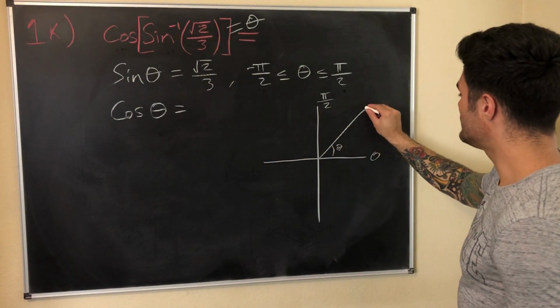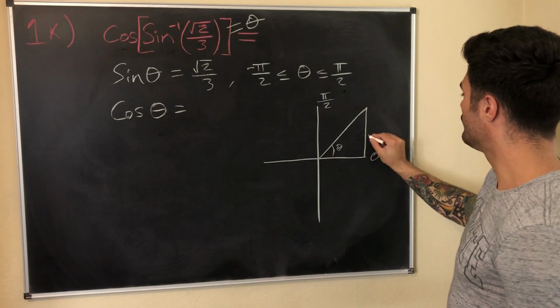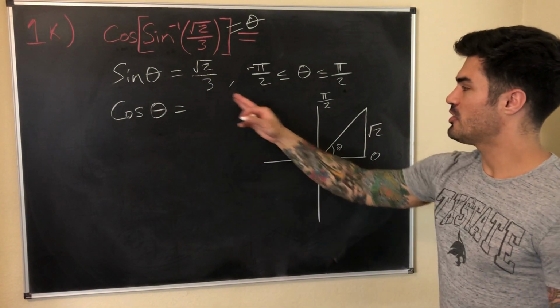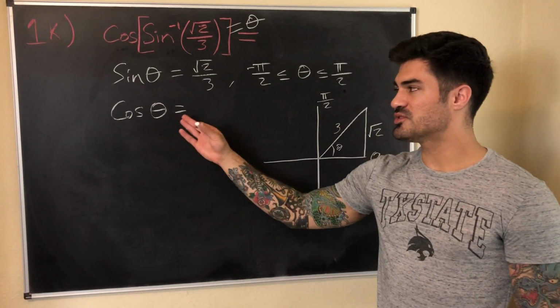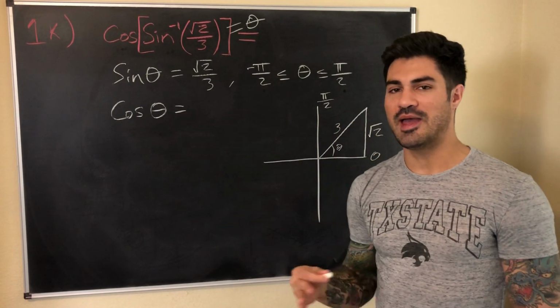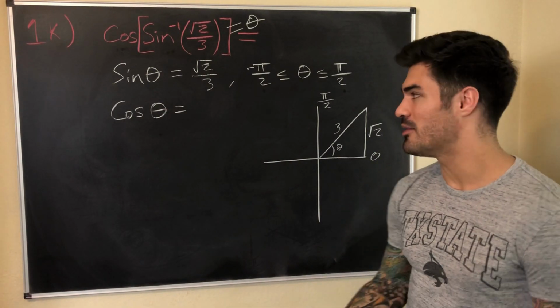So the root 2, that's the opposite side of the triangle, root 2. And our 3 is the hypotenuse, or the r value. And what does cosine tell us? Well, cosine gives us the ratio x over r, or adjacent over hypotenuse.